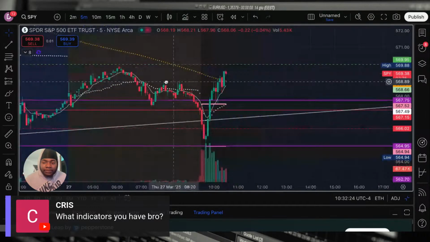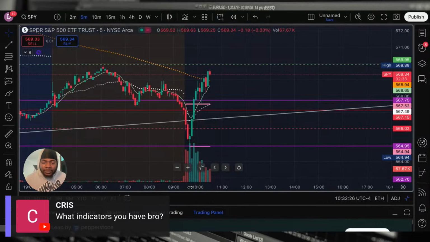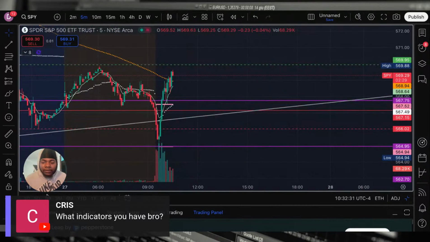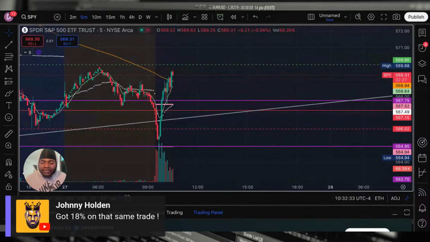I'm gonna explain these indicators to y'all real quick. What platform y'all using? You said you got 18% on that same trade. Hell yeah, good shit. I'm glad I can make y'all some money today.